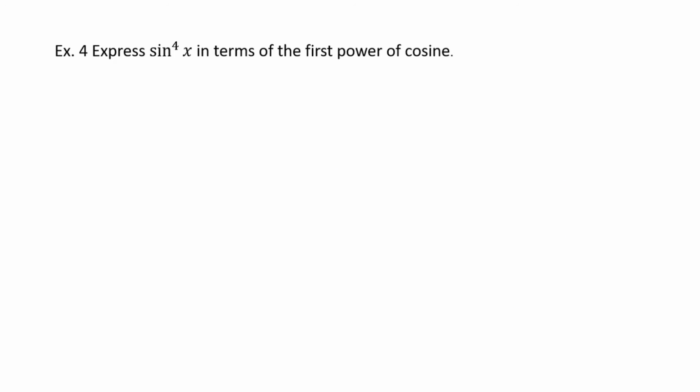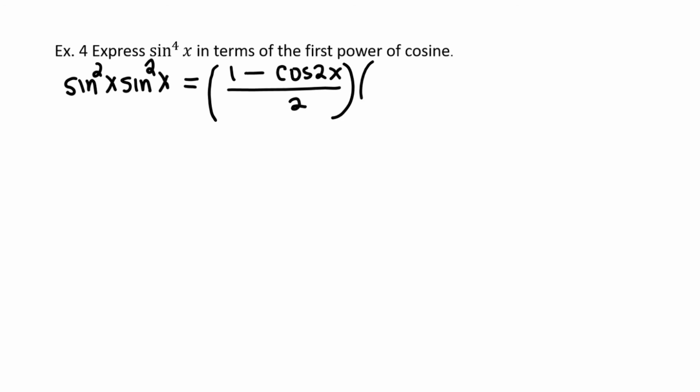Express sine to the fourth of x in terms of the first power of cosine. Lowering powers is a very important skill and a clever technique. Let's start with this. I'm going to rewrite sine to the fourth x as sine squared x times sine squared x. I chose to do that because I actually do have formulas that will let me lower the sine squareds. So this I will replace with 1 minus cosine 2x divided by 2 times 1 minus cosine 2x divided by 2.